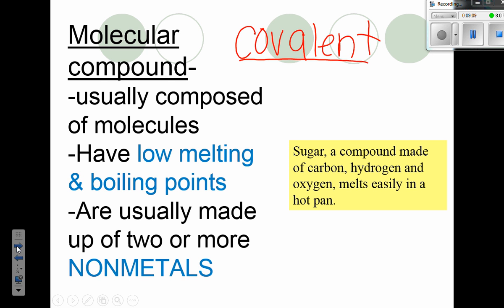Why does salt not do what sugar does? What is salt made of? What two elements? Sodium and chlorine. What kind of element is sodium? It's a metal. Metals have high melting and boiling points. That's why we use metals to make things that we don't want to melt, like your car.